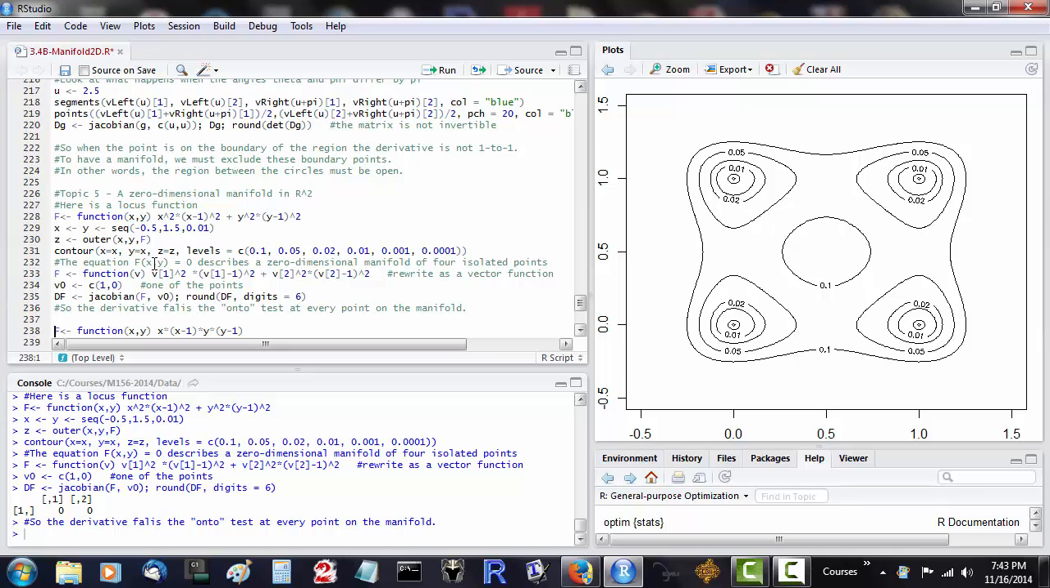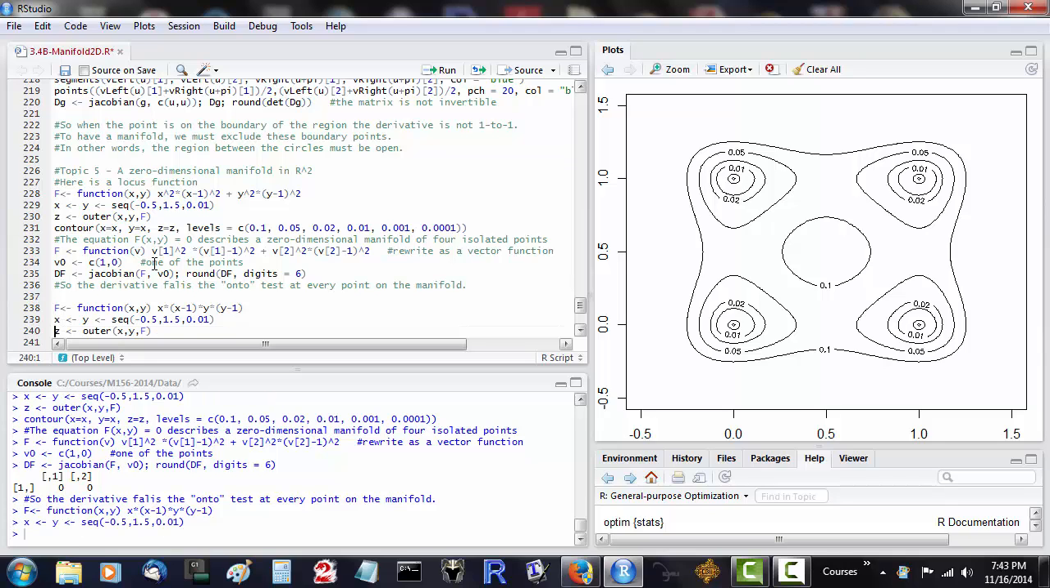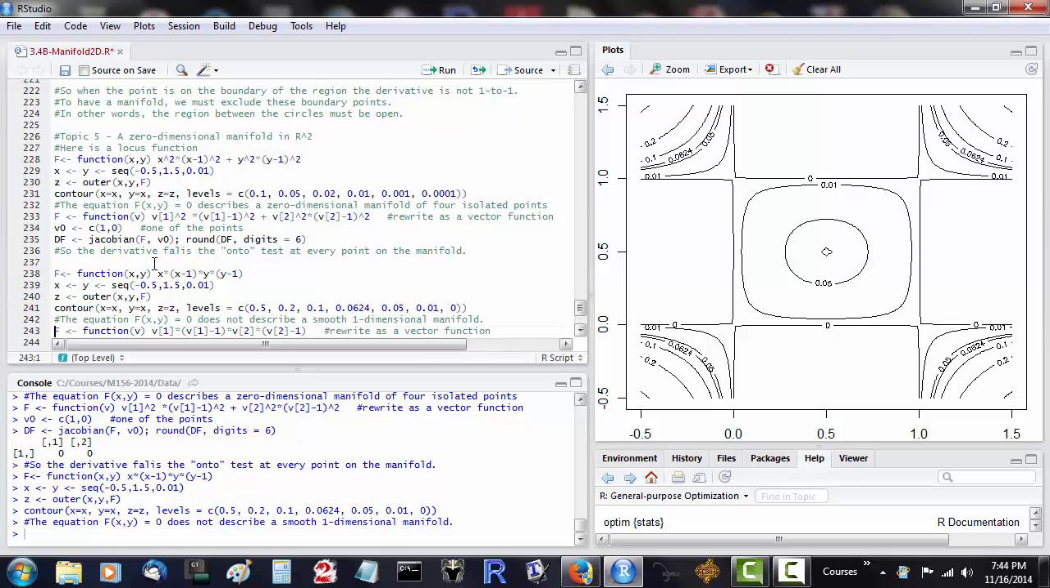Changing this slightly, I get a new function, x times (x minus 1) times (y minus 1). This function is now going to be 0 when either x or y is 0 or 1. And if I plot contour lines for this, I see that the contour line for 0 consists of a pair of horizontal lines crossing a pair of vertical lines. Where the lines cross, we can't have a point on the manifold because x isn't a function of y, and y isn't a function of x. So again, f of x and y does not define a smooth one-dimensional manifold.